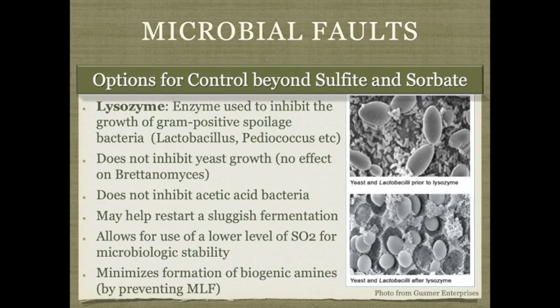It allows for you to use a lower level of sulfite for microbial stability, and by preventing the malolactic fermentation, it also minimizes the formation of biogenic amines. These are compounds, like tyramine and histamine, that may be the actual cause of the red wine headache that a lot of people blame on, say, tannins or sulfites, but more than likely it's definitely not sulfites, but it may be these biogenic amines that happen after malolactic fermentation.